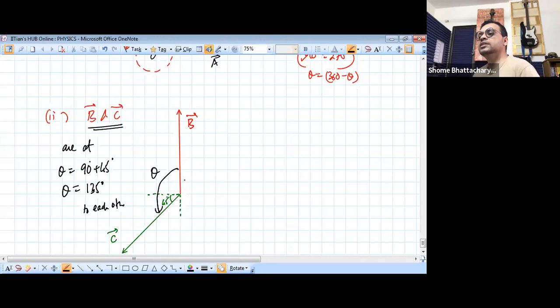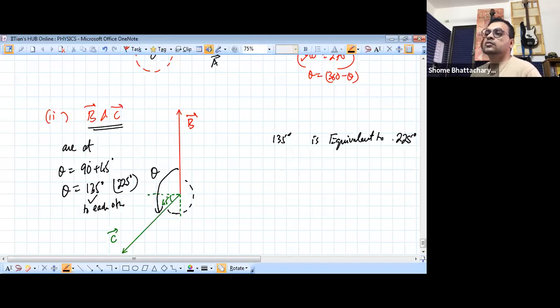Now that 135 is also the same thing as this angle, which is how much? 225. Okay, but we express it as 135. So when we say the angle between two vectors, we always count the smaller angle. We don't take the larger angle. So 135 is equivalent to 225, but we'll always take it as the smaller of the two.